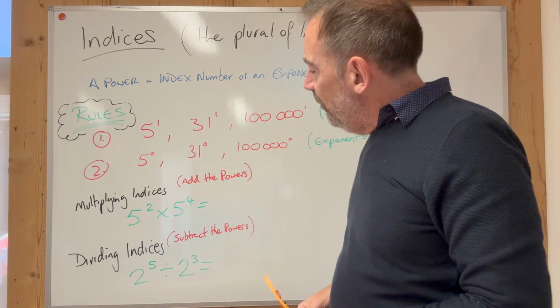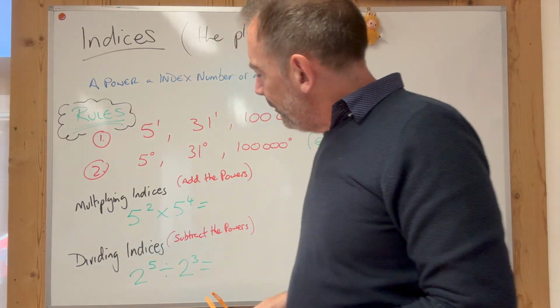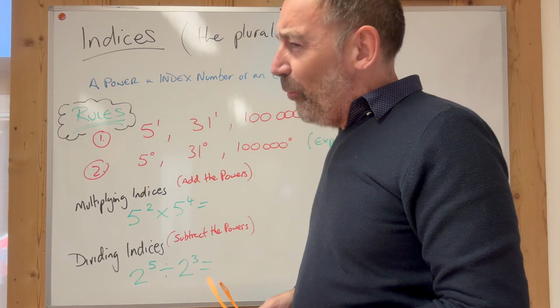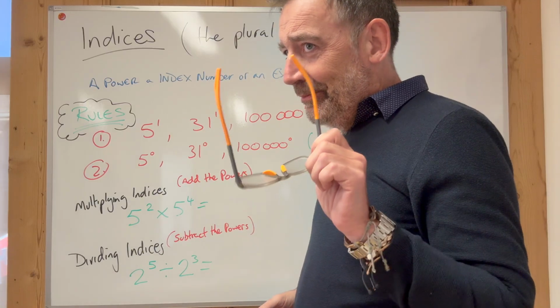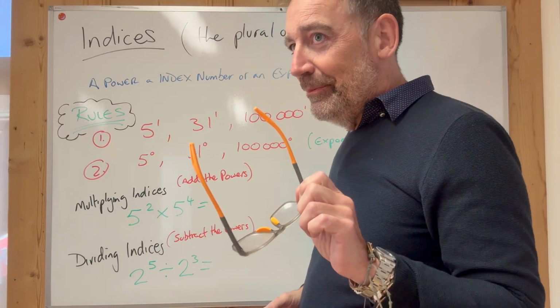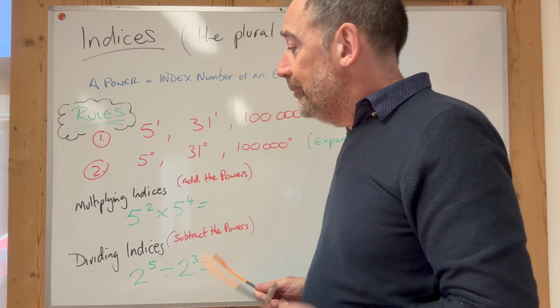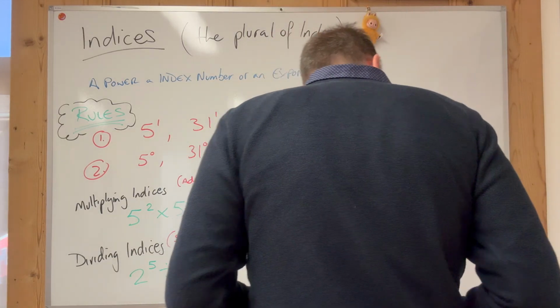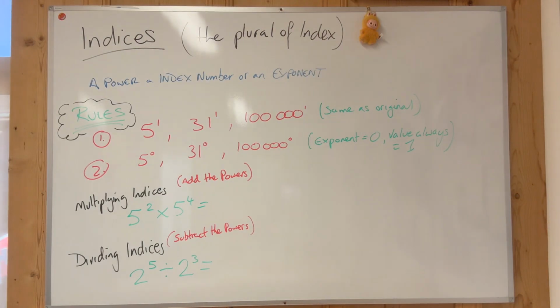5 times 5 is 25. No, we're not there yet. Let me grab a pen.